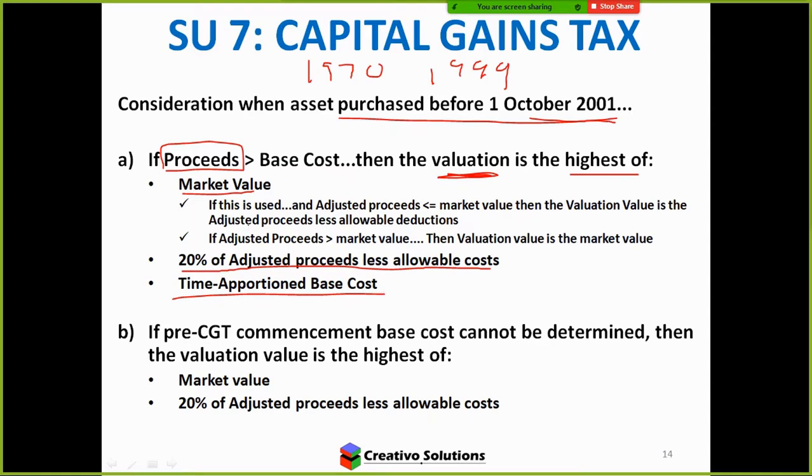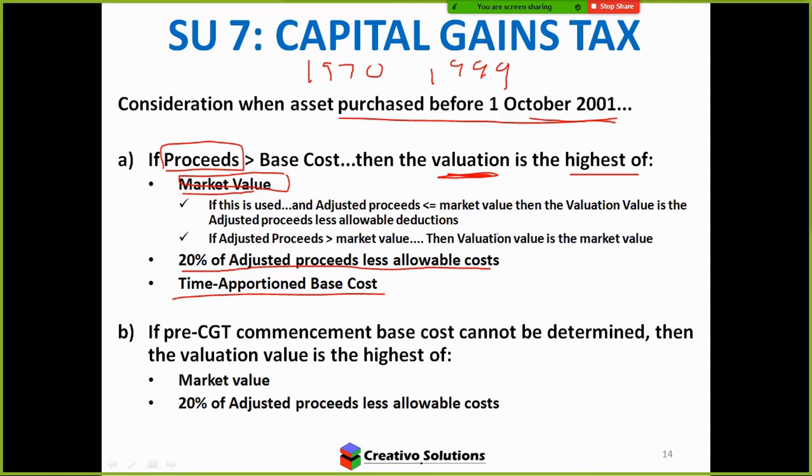And it's even more complicated, because if it's market value, then you have to consider this. If it's used property and the adjusted proceeds are less than the market value, then the valuation value is the adjusted proceeds less any allowable deductions. If the adjusted proceeds are greater than market value, then you use the valuation value as the market value. So again, it's a check just to make sure that you're using the right value to determine the CGT. That's all.